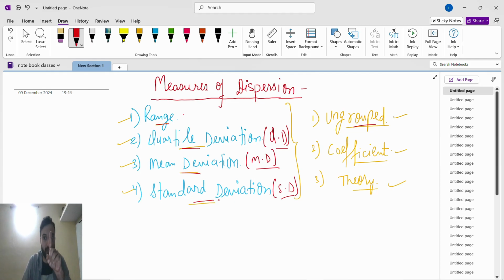But one thing is there, like we have seen in the chapter on measures of central tendency. The one property which was common for all: mean, median, mode, geometric mean, harmonic mean. What was that property, guys? Yes, that property was the substitution method.